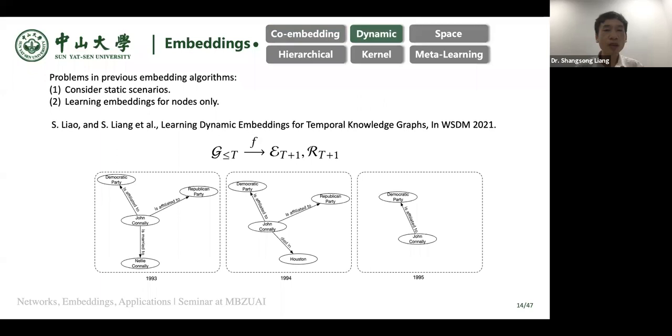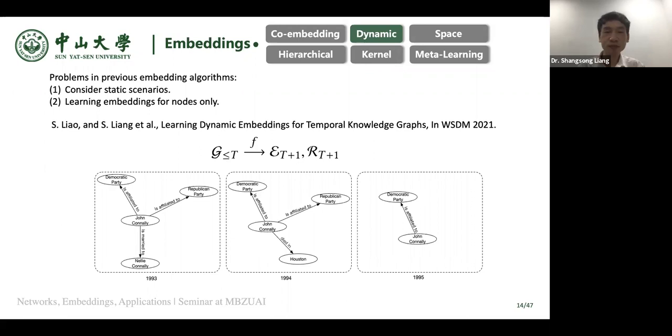This year, we also have a WSDM paper entitled Learning Dynamic Embeddings for Temporal Knowledge Graph. Our assumption in this paper is that knowledge graphs are dynamic but not static. Given a sequence of states of the graph, and the graph is a knowledge graph, not the traditional graph, they have nodes, and between two nodes we have the relationship. So we have two different categories of entities, the nodes and the relationships. We also suppose the knowledge graphs change from time to time. They are dynamic. So our task is, given such a dynamic knowledge graph, can we infer the embedding of the nodes and the embedding of the relationships for the next step?